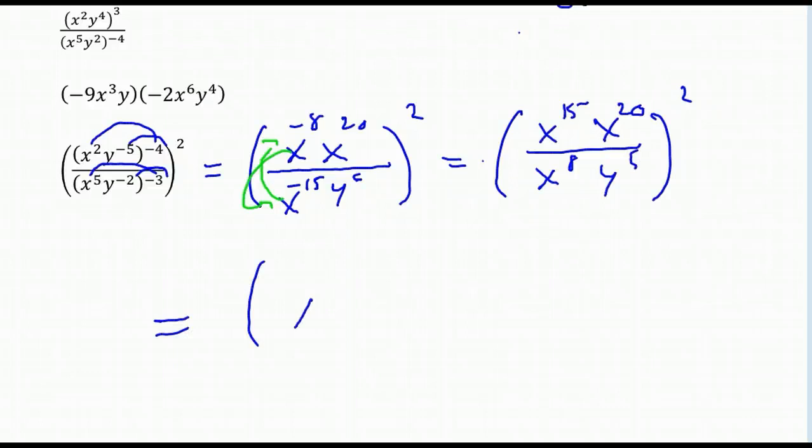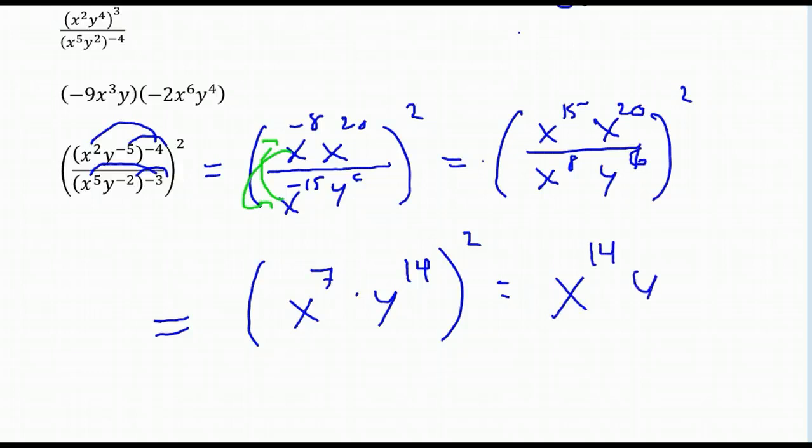Now simplifying, we get x to the 15th over x to the 8th, which is x to the 7th, times 20 y's over 6 y's, which gives us 14. And then we get x to the 14th times y to the 28th power. Okay.